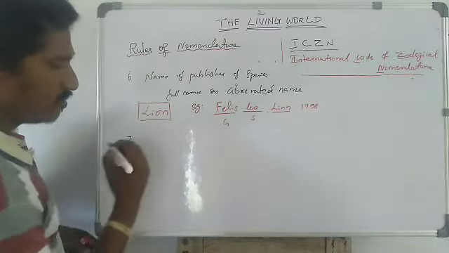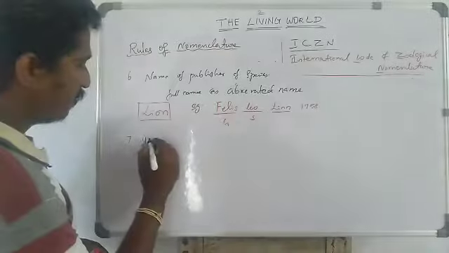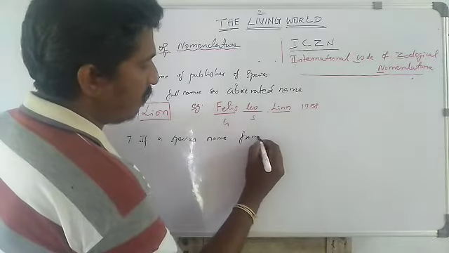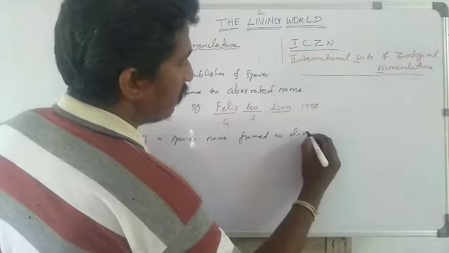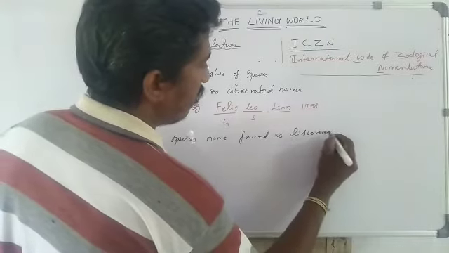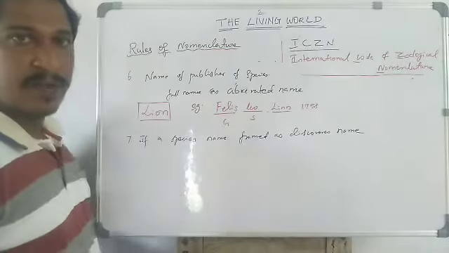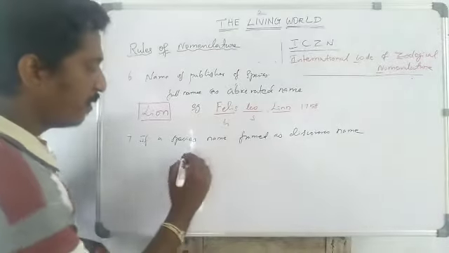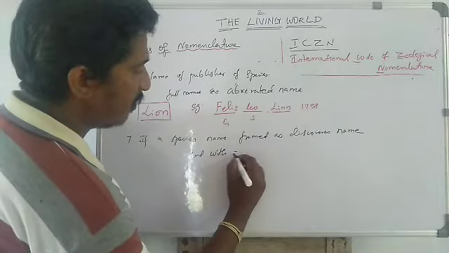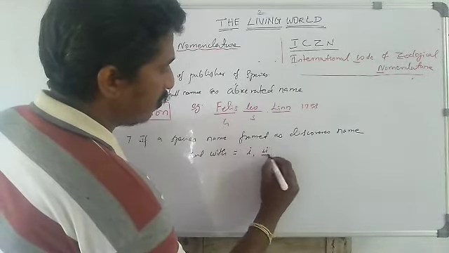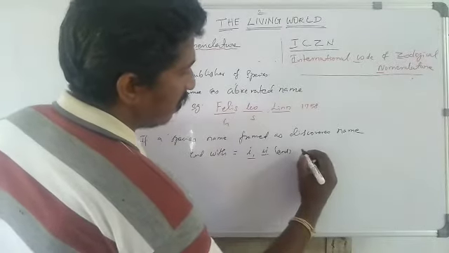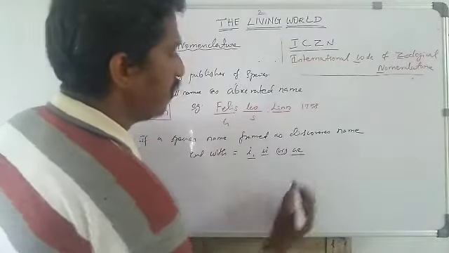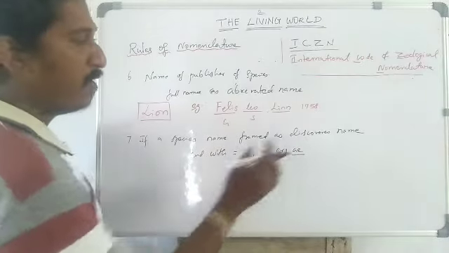Then finally, if a species name is framed as a discoverer's name, that is, when assigning a name to a species we use the name of the person who discovered it, then it should end with I, double I, or AE.